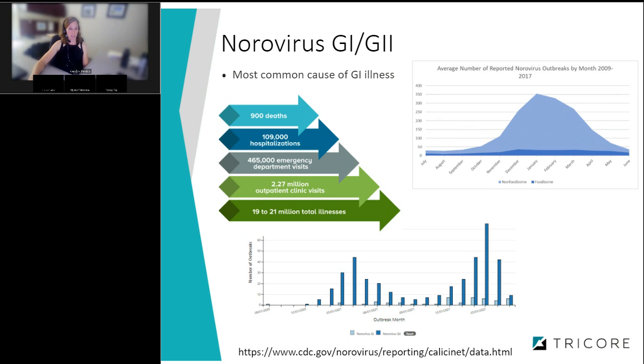This is data from the past 2 years. There's a program at CDC called CaliciNet that actually tracks outbreaks of norovirus and genotypes them over time. So you can see there's a very pronounced winter peak for norovirus, and G2 is the genotype that's most closely associated with outbreaks.